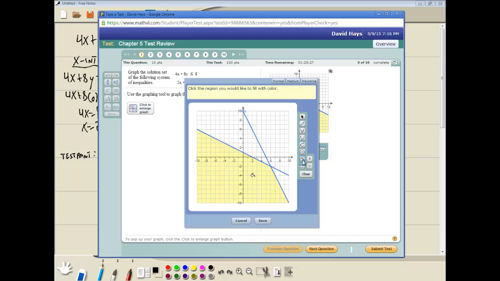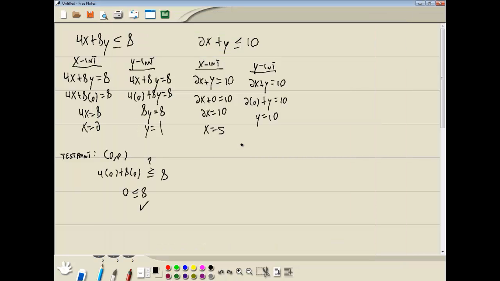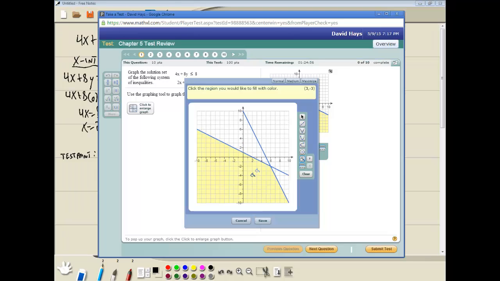We go down to my region shading tool. What is this? Less than or equal to. If I pick my test point, I'll put TP for that. Put 0 in for x, so I have 2 times 0 plus 0 is less than or equal to 10, and this is a question mark. 2 times 0 is 0 plus 0 is 0, so we get 0 is less than or equal to 10. That's true, which means I shade the side where (0, 0) falls. On my shading tool, I would shade this, and I would shade this. I'm not going to be able to show it very well on here.